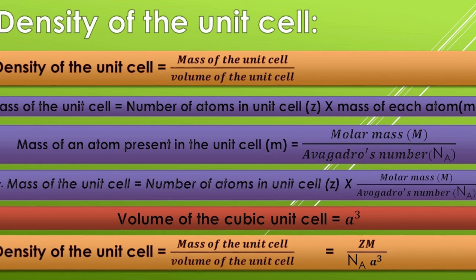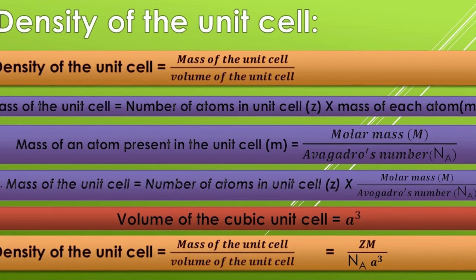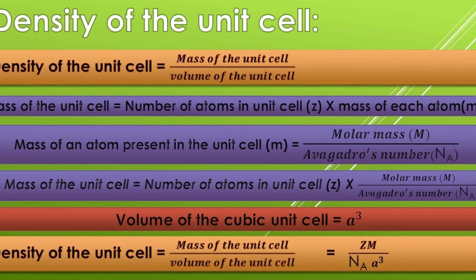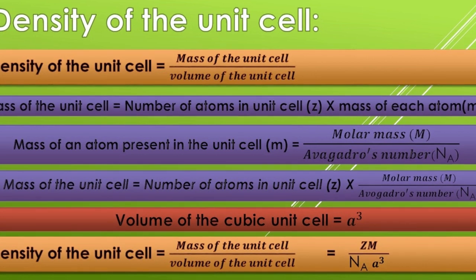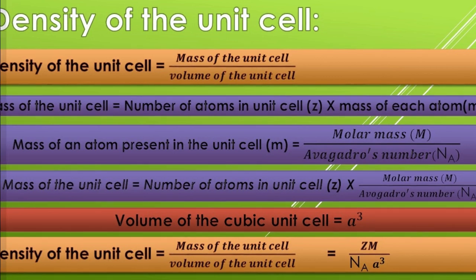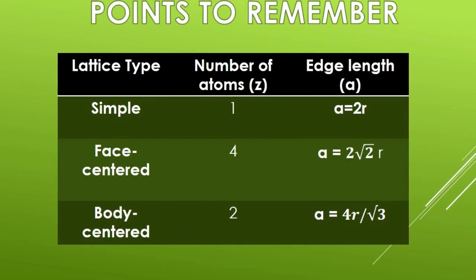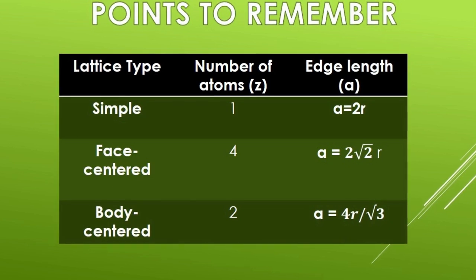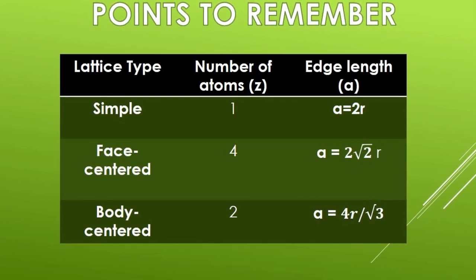We know Z is the number of atoms present in that unit cell. Capital M is the molar mass of the substance. Na is Avogadro's number, which will be equal to 6.023 into 10 to the power of 23, and a cube, where a will be the edge length. These points you have to remember to calculate the numericals related to the density of the unit cell.